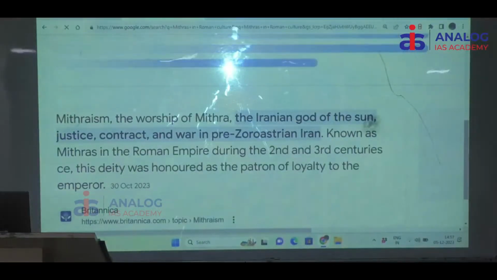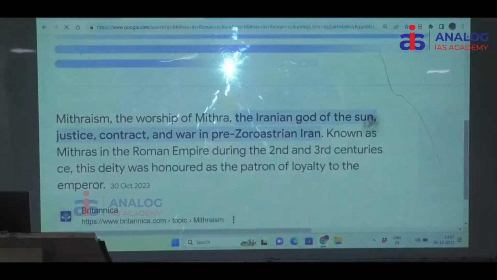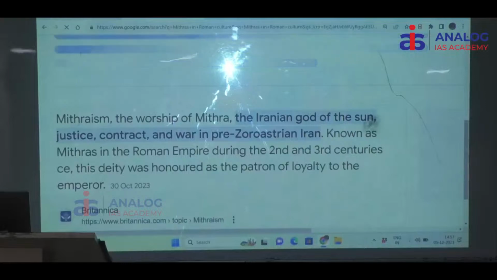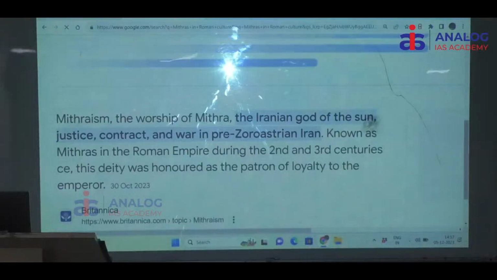Mithraism, the worship of Mithra, the Iranian god of sun, justice, contract, and war in pre-Zoroastrian Iran, known as Mithras in the Roman Empire during the 2nd and 3rd century CE. But we know the word Mitra. What's the meaning of the word Mitra? Friend. And who's being called that friend? Sun. Look at the commonality. Clear? So tell me how this is happening.